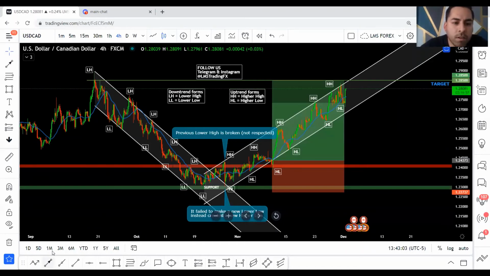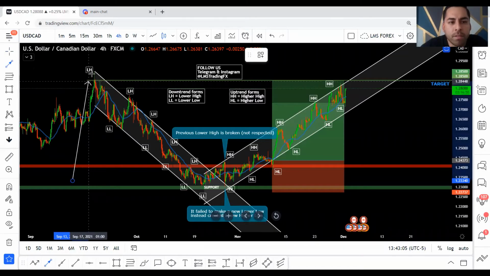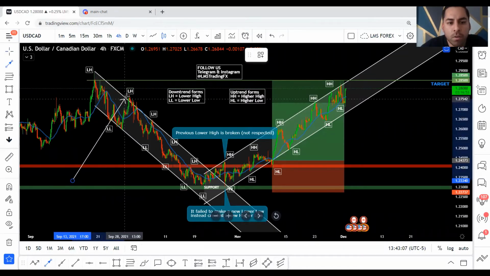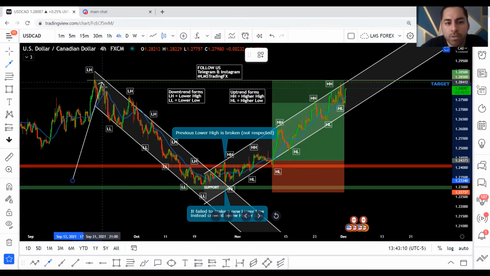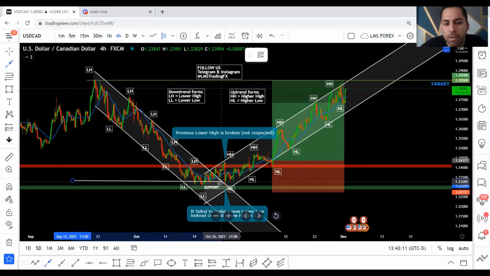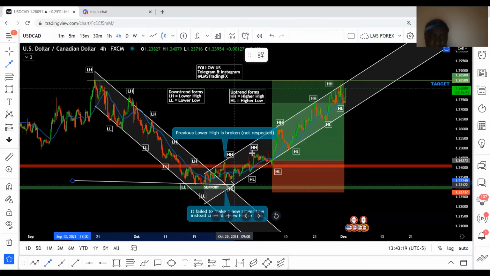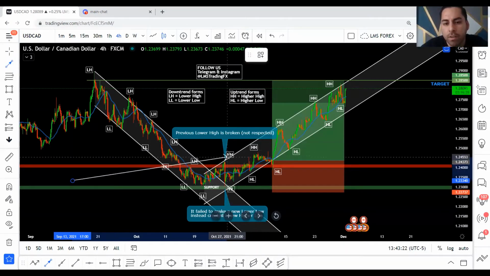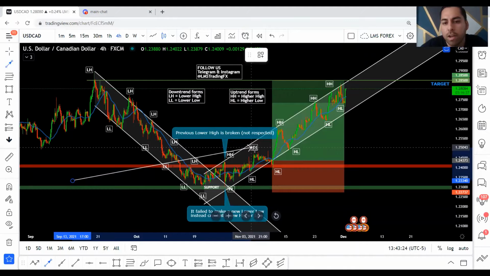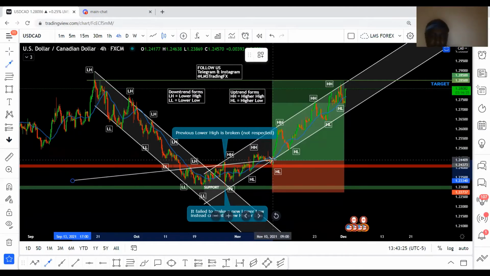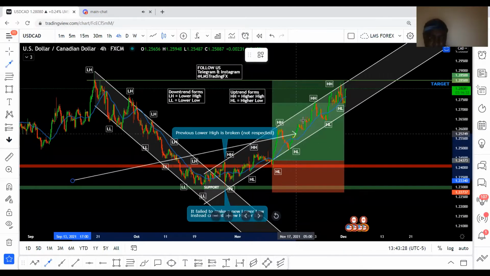Same thing happened here. Lower high, lower low, lower high, lower low, lower high. A downtrend was formed here. The price broke the previous lower high, pushed down, and created a new higher high. You see, it created a new higher high. So two higher highs now. I wait for the pullback and I enter the position.